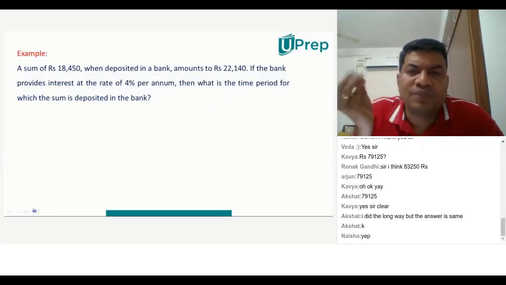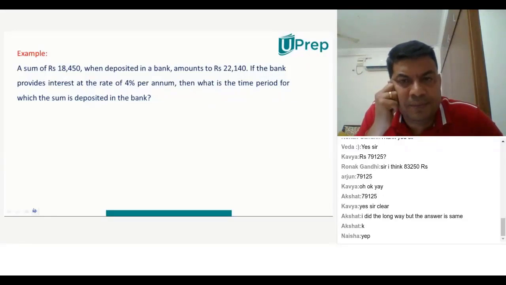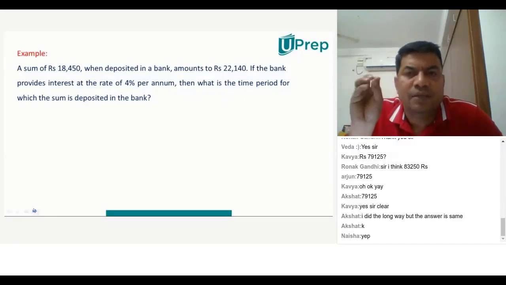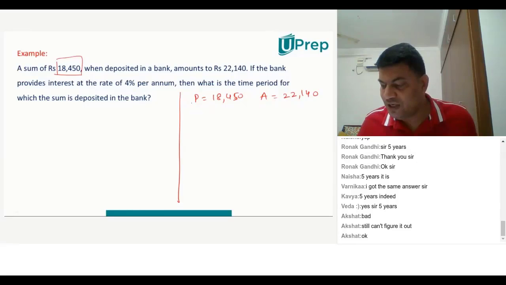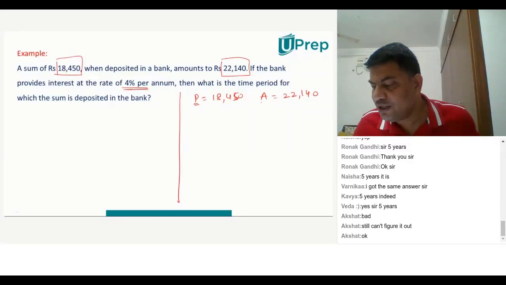Wherever you don't know, assume some variable and put that variable in the formula or in the logic. Substitute, get to the answer. Ronak is saying principal is 18,450 and the sum of this is deposited in the bank and amounts to rupees 22,140. That means the amount has become 22,140. If the bank provides interest at the rate of 4% per annum. Correct. So what he has done is, principal is known, amount is known.